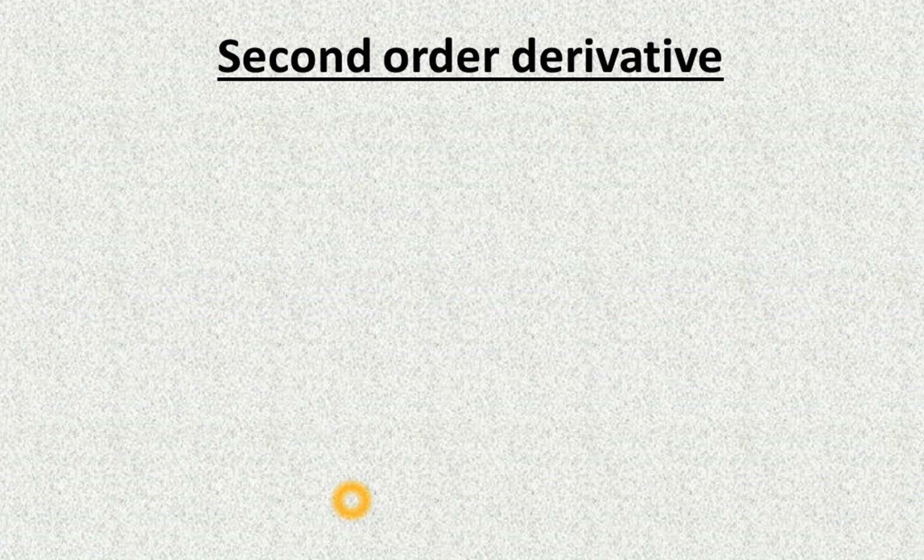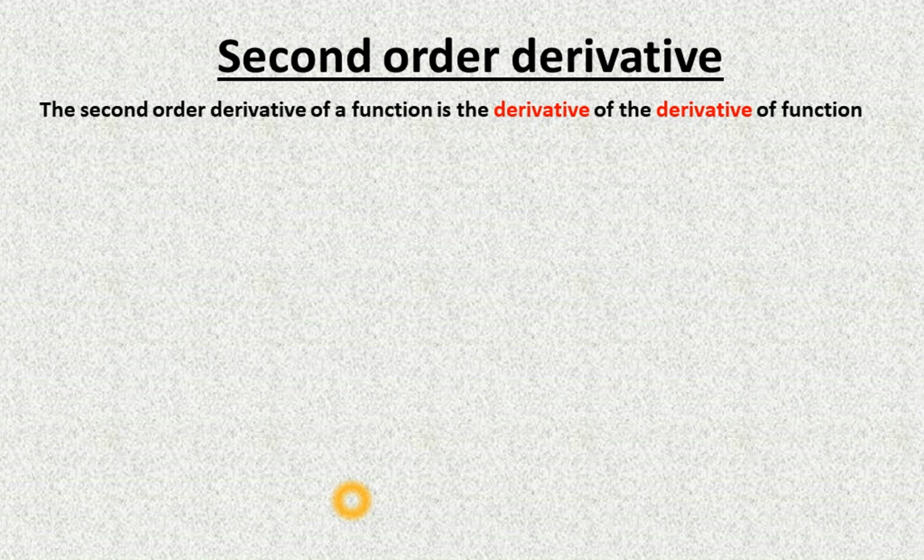Today's topic is second order derivative. The second order derivative of a function is the derivative of the derivative of the function. That means first we have to find the derivative of the function, then again find the derivative of that result. That is the second order derivative. That means we have to do differentiation two times.